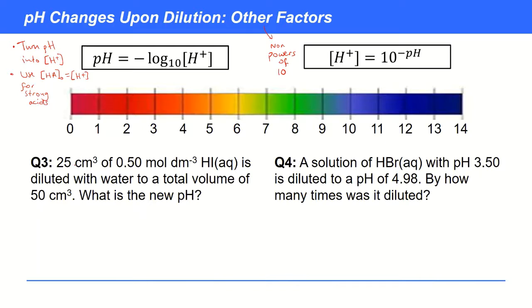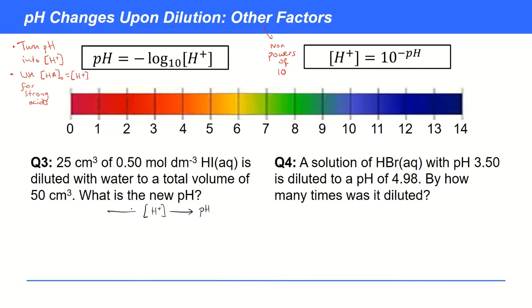So let's see how that works out in practice. We've got a 25 centimeter cubed solution of this concentration of hydrogen iodide or hydroiodic acid, and we're diluting it with water to a total volume of 50 centimeters cubed. Our basic strategy is that we've got the pH over here, and we want to go via the H plus concentration because we can use this formula to get there.